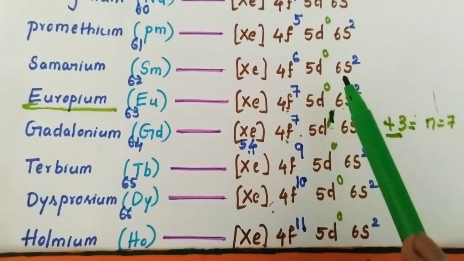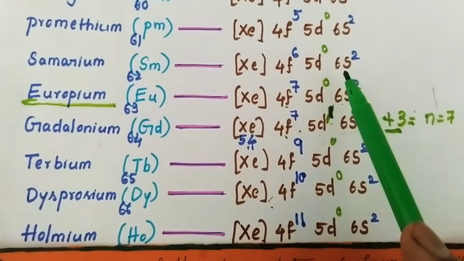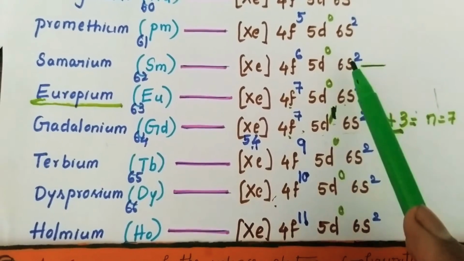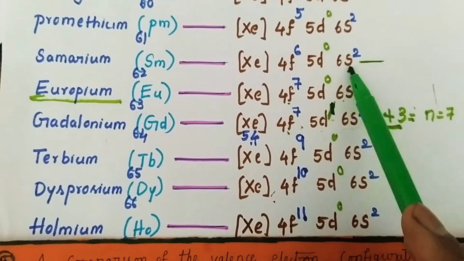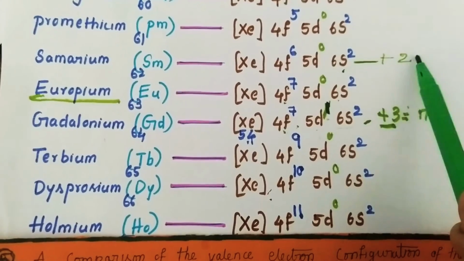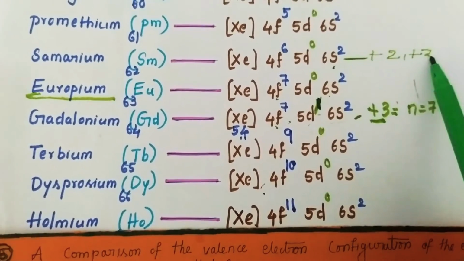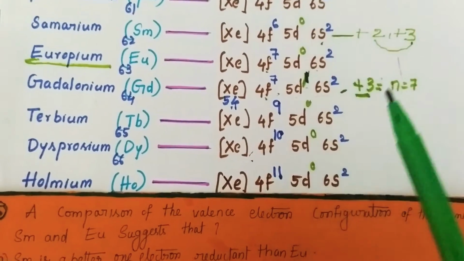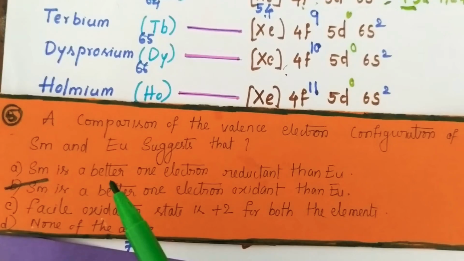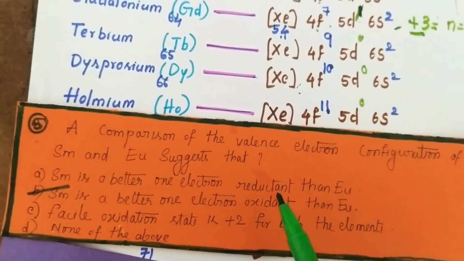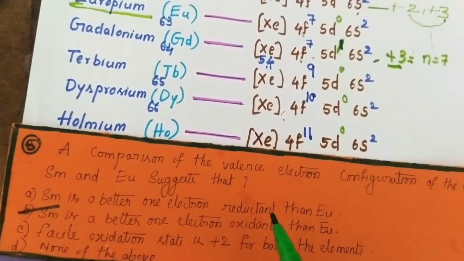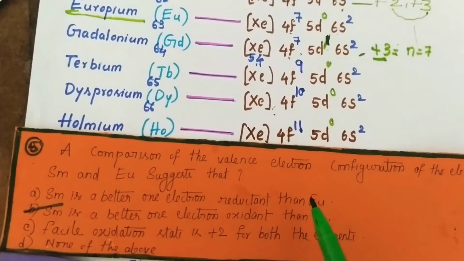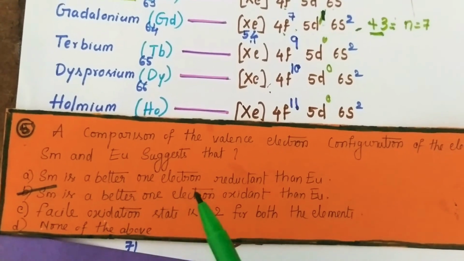So samarium normally exists in the common oxidation state +3. Further, it can show +2 and also +3. That means it can undergo oxidation. Since it undergoes oxidation, it can act as a reductant. So samarium is a better 1 electron reductant than europium, meaning it helps the reduction of another substance while itself undergoing oxidation. Next coming, samarium is a better 1 electron oxidant.